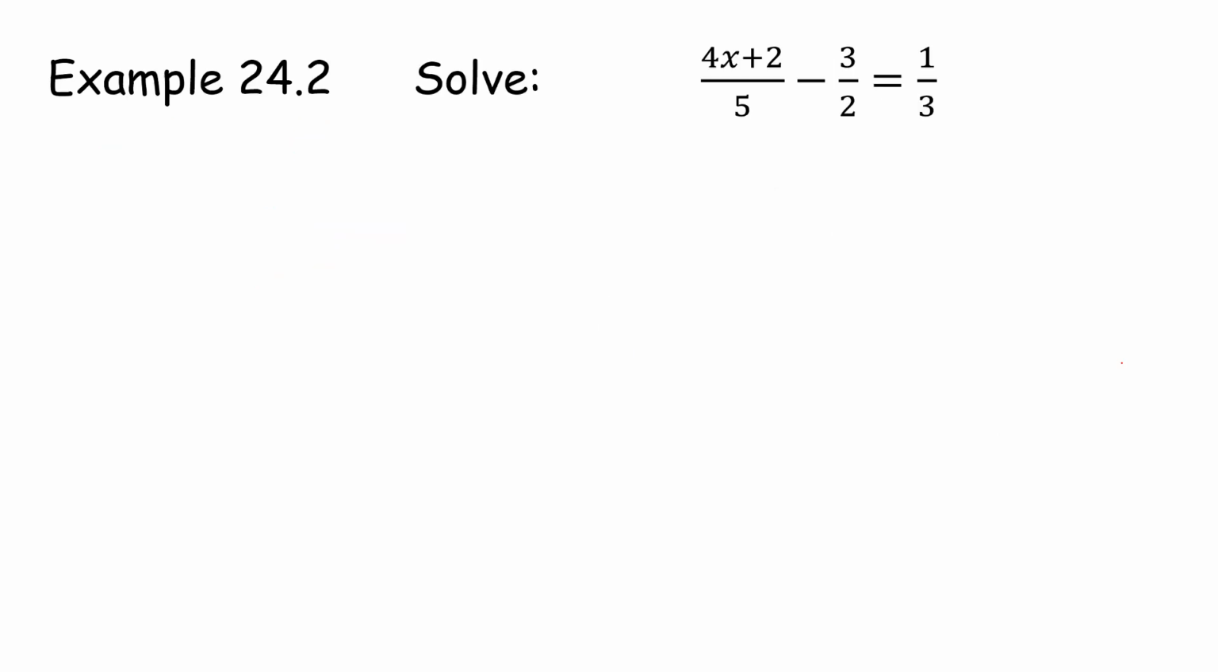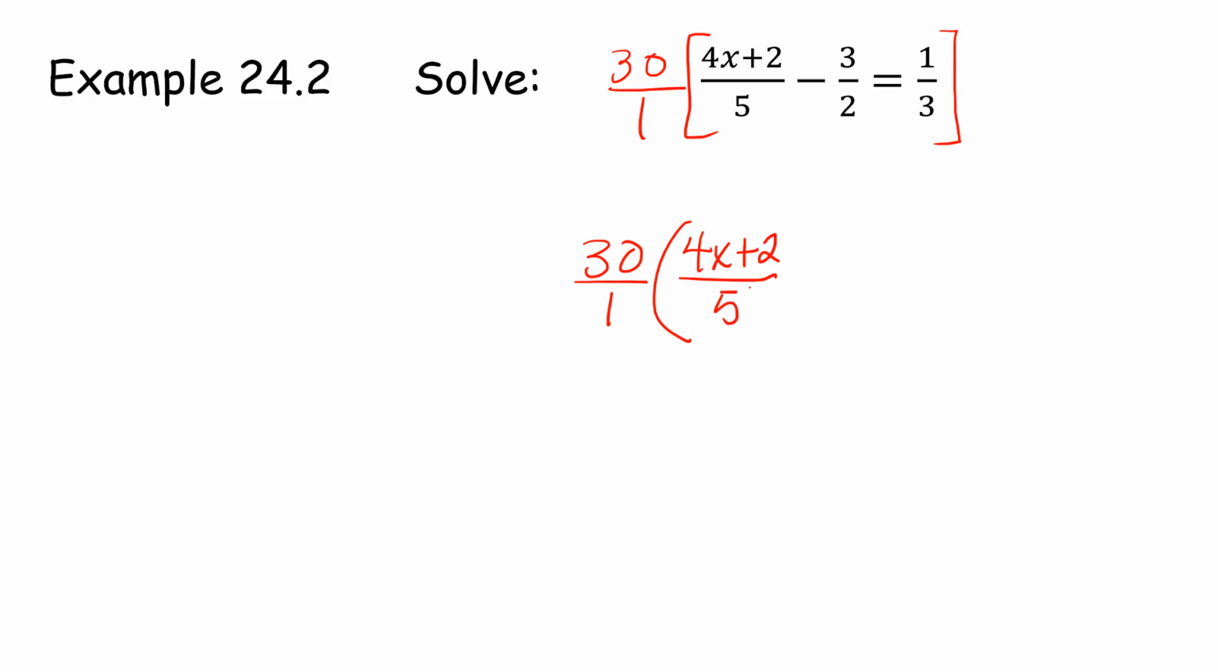Okay, here's another one. We're going to do the same exact thing. We're going to multiply both sides of this equation by the least common multiple of 5, 2, and 3. And that is going to be 30. That's the smallest number that all three of those go into. So if I multiply this first fraction by 30, I'm going to go ahead and write it out. 30/1 times the whole thing, 4x plus 2/5.